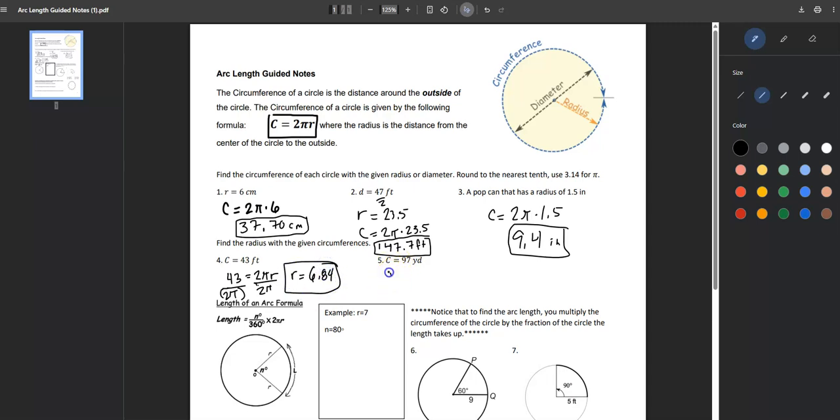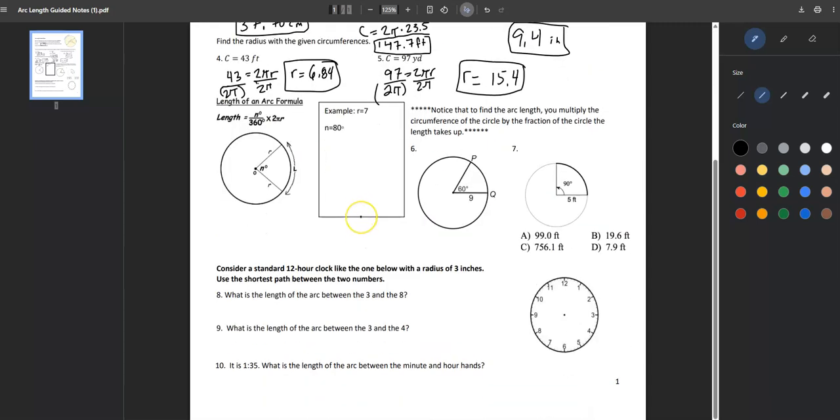Okay, for this one, again, I'm going to go 97 equals 2 pi r, so I've got to divide by 2 pi. So this would be r is equal to, again, 97 divided by 2 pi, and that gives me 15.4 is what I get for that one. So you got to be able to work backwards. Okay, so that's circumference. Let me tie in with arc length because that's our big goal today.